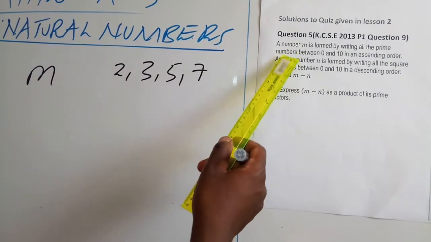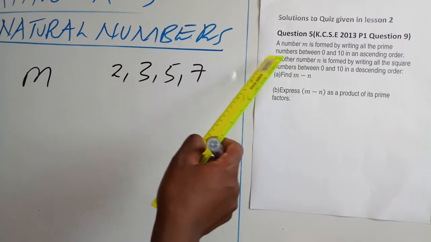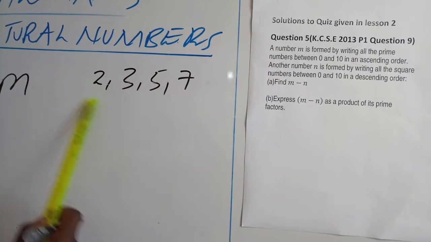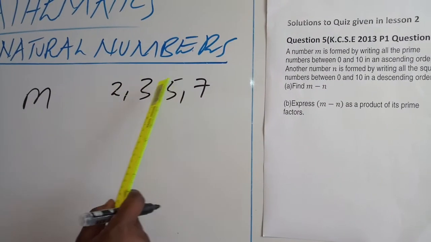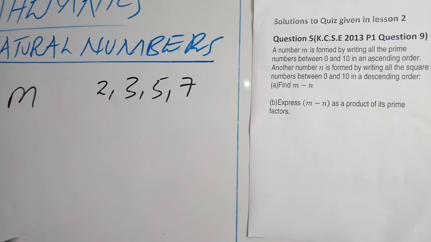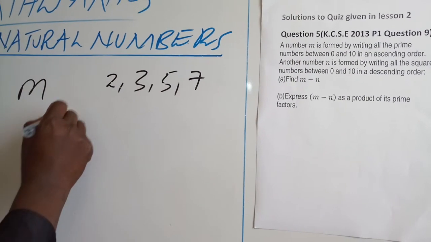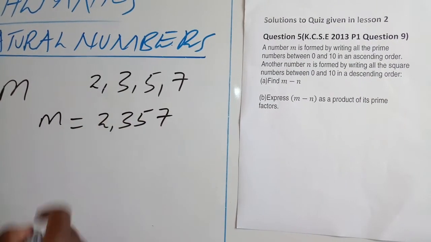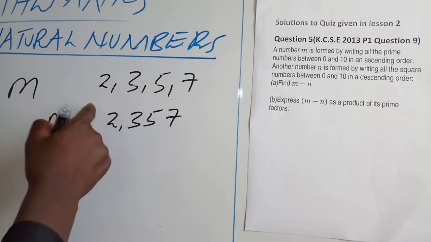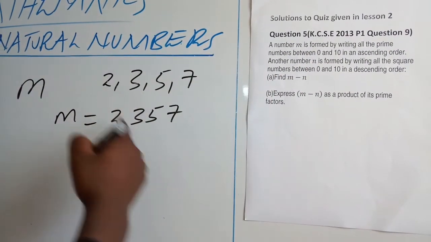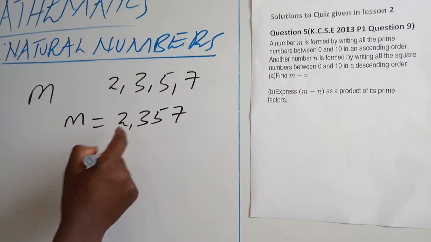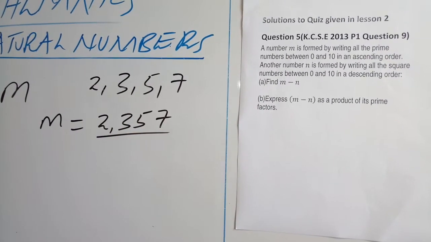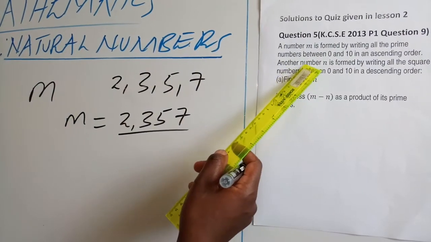But remember what the question is saying: a number m. The question did not say numbers. The moment you say m is equal to what we have here, that becomes wrong. Why? These are 4 numbers, but m is a single number. So how do you give your value of m? M should be 2357. Don't have the commas. This was just listing the prime numbers found in that range. But now the required number is 2357.